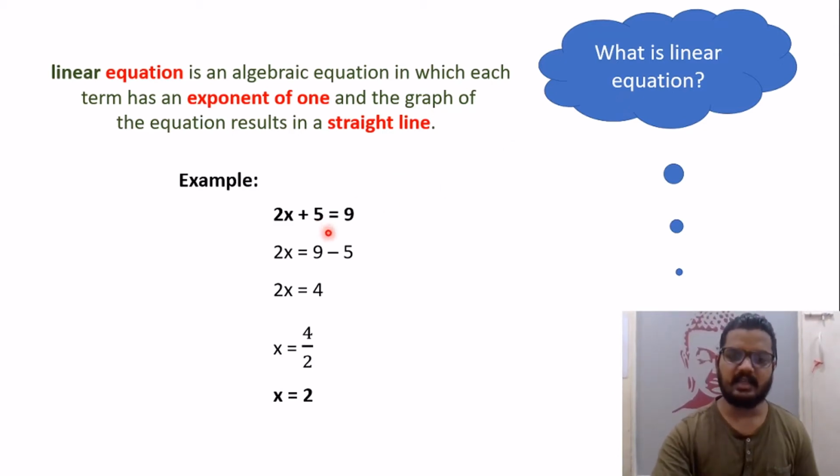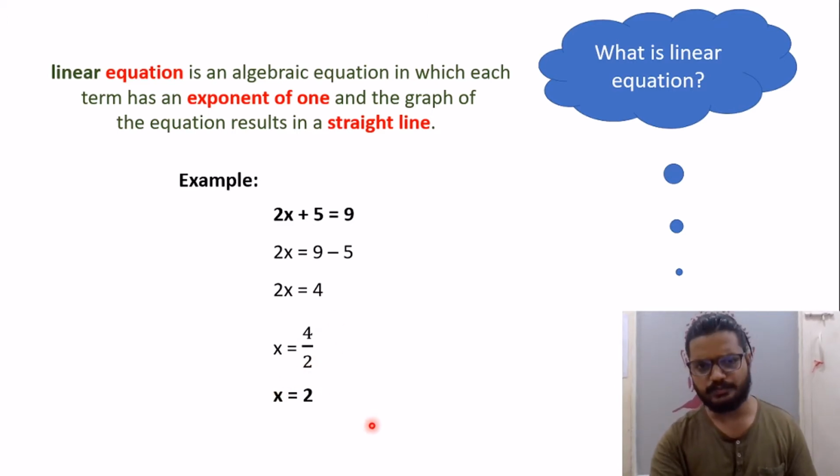So let's take this example: 2x plus 5 is equal to 9. What if I move this 5 from this side to that side? Yes, the positive will become negative. 9 minus 5 is 4. 2 is in multiplication, so it will become division when it transfers to the other side. So you get x is equal to 2.